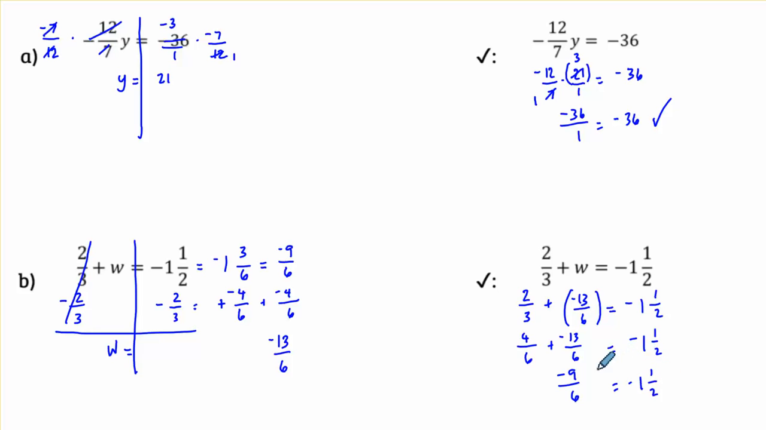And as long as I can prove that this is right, this looks good to me. Negative 9/6 would simplify to negative 3/2. And negative 3/2 is indeed the same as negative 1.5. They are exactly the same. One is an improper fraction, one is a decimal, so I know that I'm right.